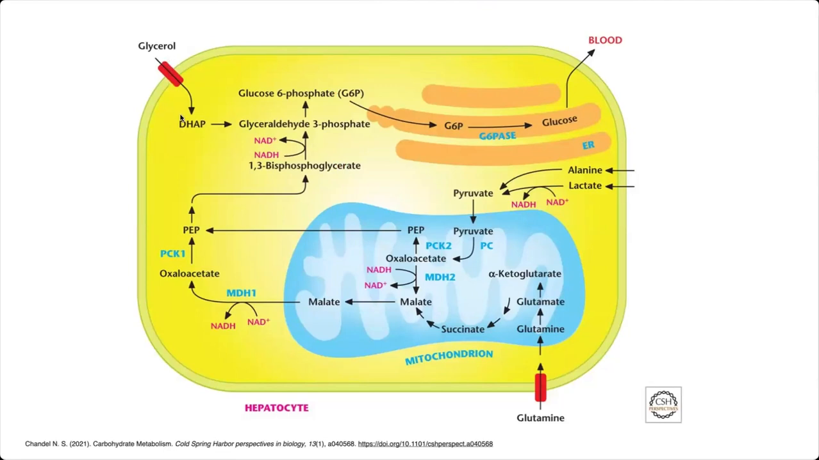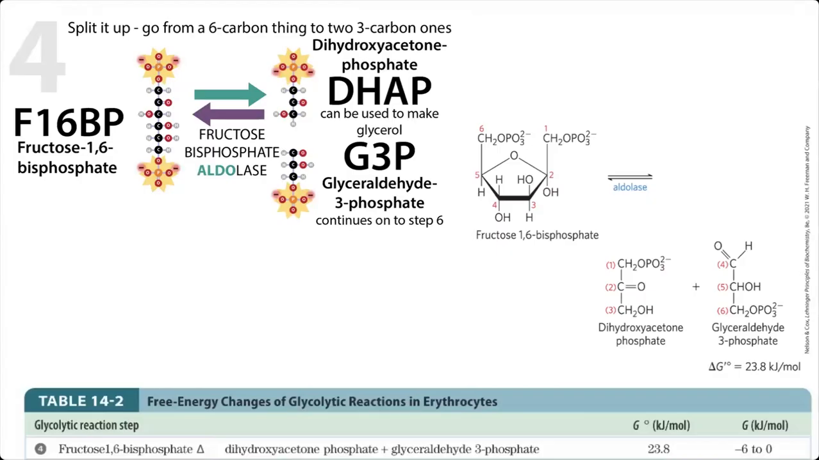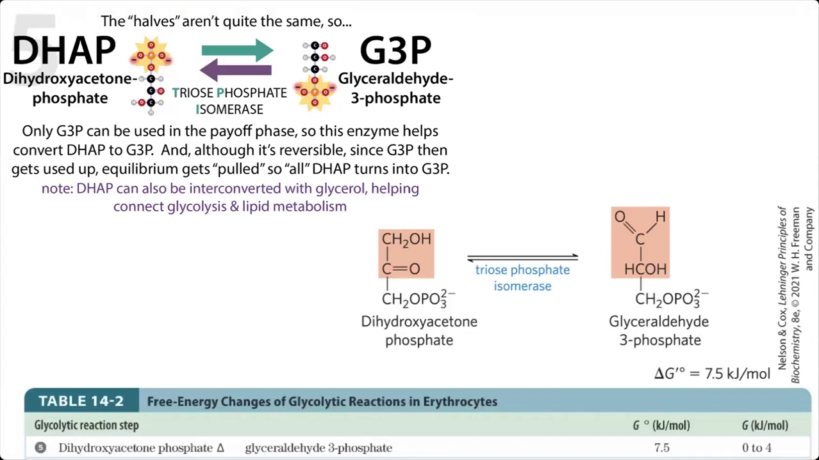So lots of interconversion between these pathways. You can get that DHAP either from this aldolase reaction or from your glycerol. But one way or another, you're going to have to convert it to G3P in order to continue on with your glycolysis. This can take place through the enzyme triose phosphate isomerase.